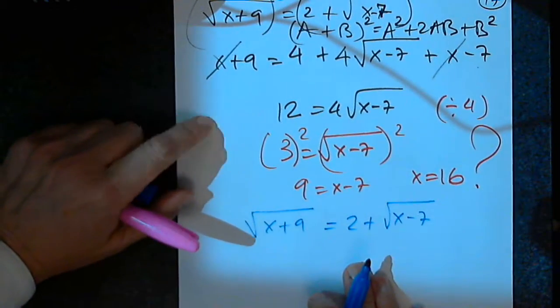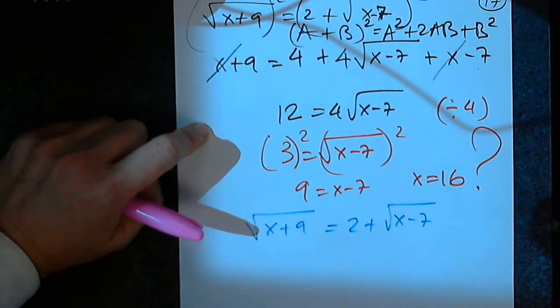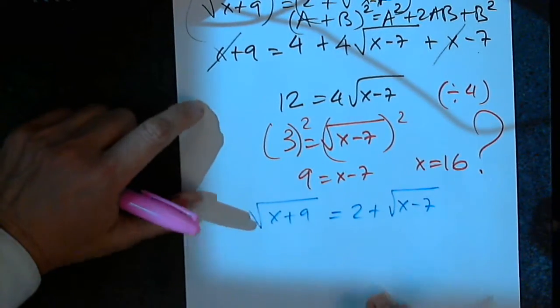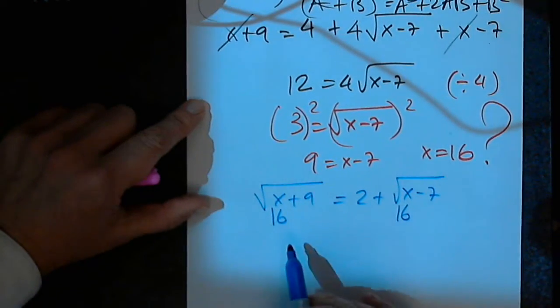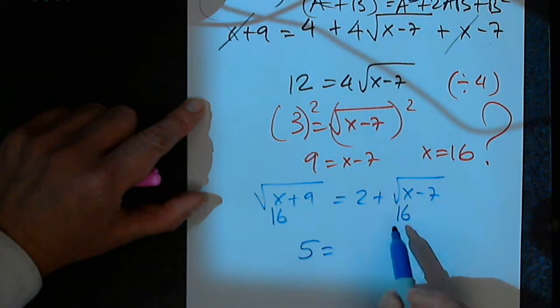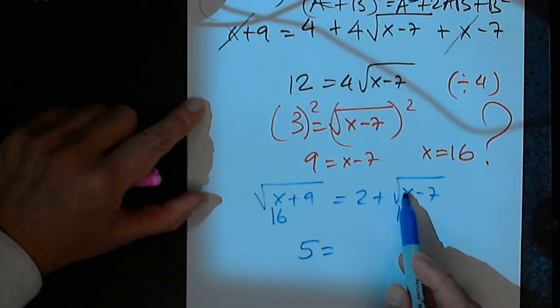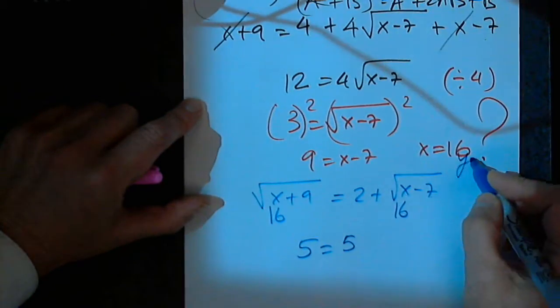And by the way, you have this problem solved in your notes. I took it from the notes and I put it on the test. So yes, if you go back, you'll find it. It's in your notes before the test. 16 plus 9 is 25. The square root is 5. 16 minus 7 is 9. The square root of 9 is 3. 2 plus 3 is 5. And I will say yes.